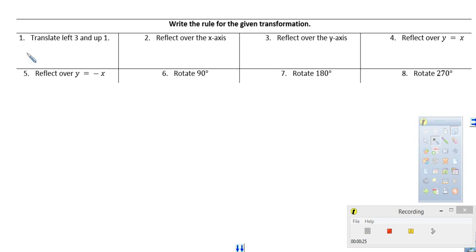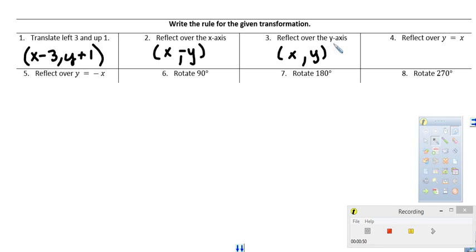On the first one, it says if we translate left 3, so we know that's going to be in the x spot. Left is -3. Up 1, that's going to be in my y spot, +1. Reflect over the x-axis. I like to think of this as negating the y value, so everything stays the same. Negate the y. Reflect over the y-axis. We just keep our ordered pair, but we negate the x value.